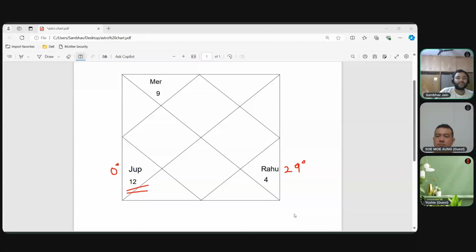And Jupiter is placed in fifth house also. If we take Parashri, Jupiter is placed in fifth house also. So this person is going to be intelligent. Okay. Yes, sir.